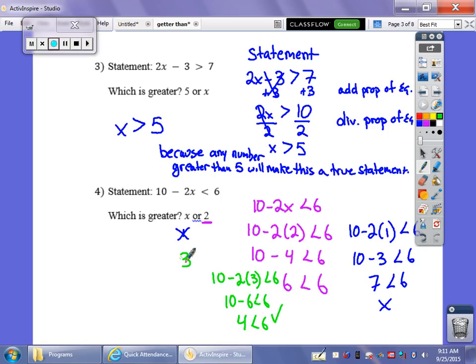So if x equals 3 is a true statement, what do you know about x equals 3 compared to 2? Well, 3 is greater than 2, so therefore x is greater than 2. So that's my answer here. X is going to be greater than 2 because when I plugged in a number greater than 2, it made this a true statement, as opposed to when I plugged in a number less than 2, it made this a false statement.